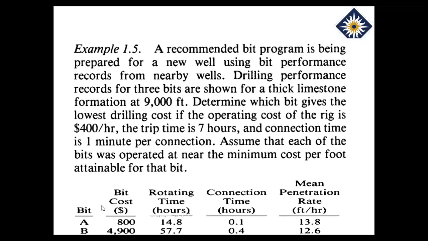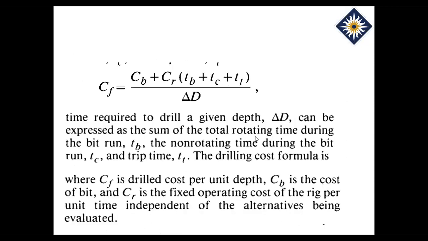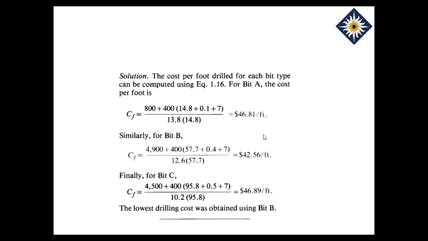So buying the bit is not the only cost we need to consider. We need to consider how many hours, or how much will be the performance of this bit. So based on these three bits, we find out that $42.56 per feet is the cost of bit B, and it is the recommended one we can use.